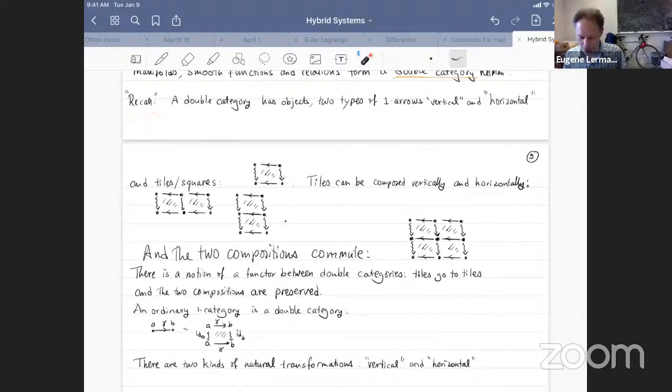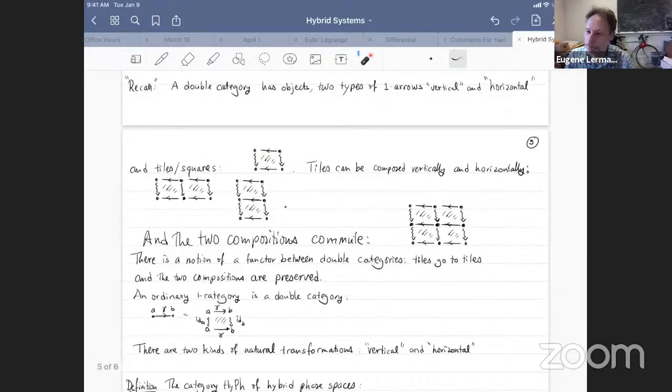There are various ways of thinking about them. But if you haven't seen them before, the most down-to-earth way to think about them is that a double category has objects. It has two types of one-arrows that are often called vertical and horizontal. And then it has tiles or squares like this. One type of arrow goes horizontally, another type of arrow goes vertically. Tiles can be composed in two ways. You can stick them together horizontally, or you can stick them together vertically, and you should get a new tile. You basically erase the middle part.